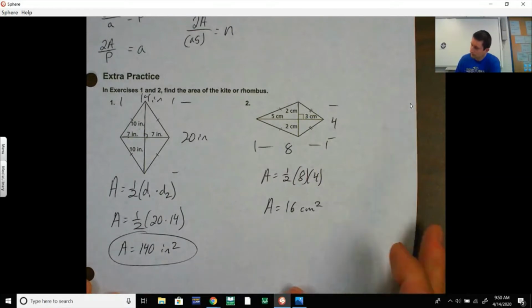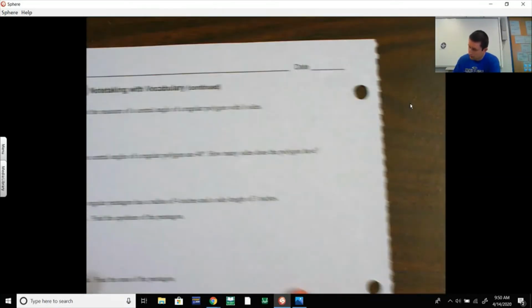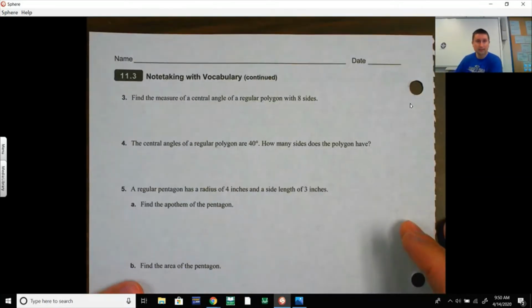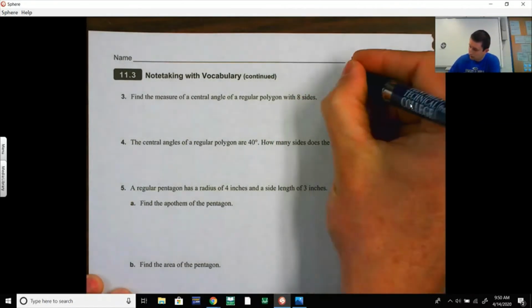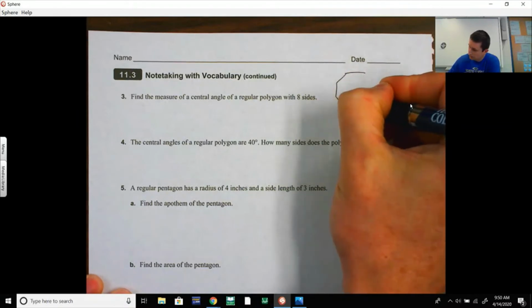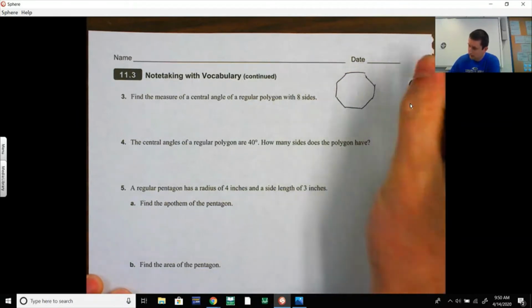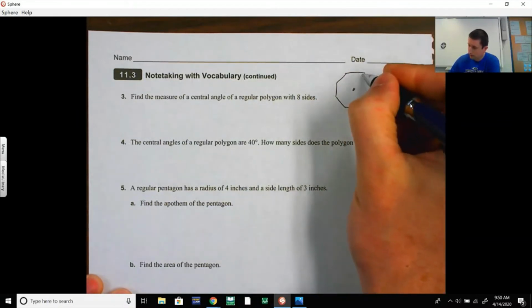Okay, getting to the polygons. Find the measure of a central angle of a regular polygon with 8 sides. So you have an octagon, and we have 8 sides. They want a central angle. So a central angle would be that measure right there.